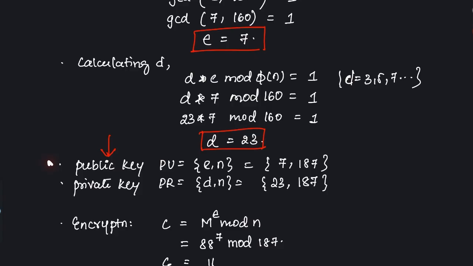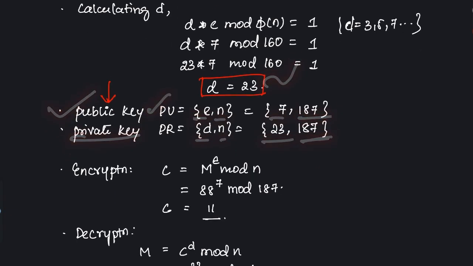So public key is equal to PU, E comma N. So E is 7 and N is 187. And private key D comma N, D is 23 and 187 I have written. Now that I have obtained the public key and private key, I have to look into calculation of or performing the encryption and decryption process.